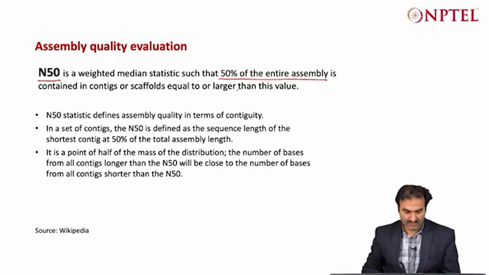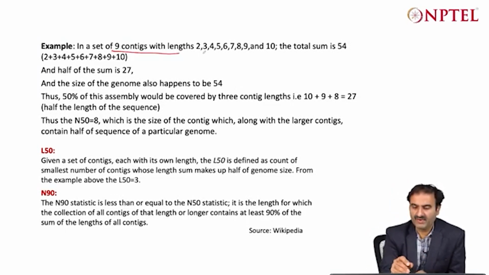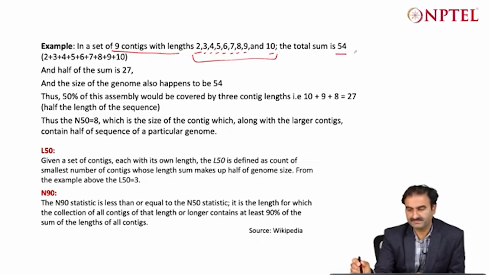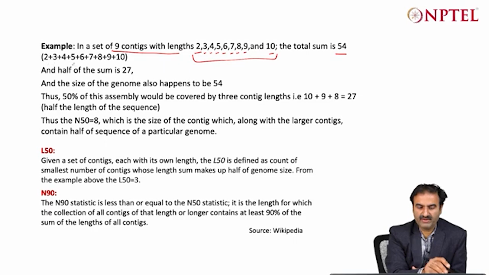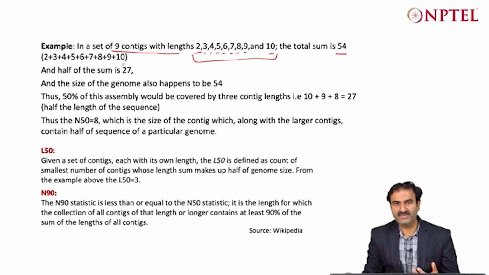To make it clearer with an example, say there were 9 contigs in an assembly of length 2 kb, 3 kb, 4 kb, 5 kb, 6 kb, 7 kb, 8 kb, 9 kb and 10 kb, and together they make a total sum of 54 kb, if I add all these together. And this genome size was also 54 kb. That means you have covered all the genome in the contigs that you have in your hand, but still you have contigs and not a proper or contiguous assembly. So you should look at how good your assembly is.